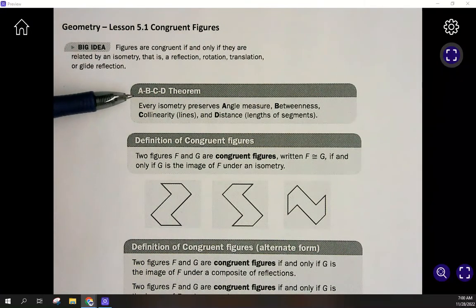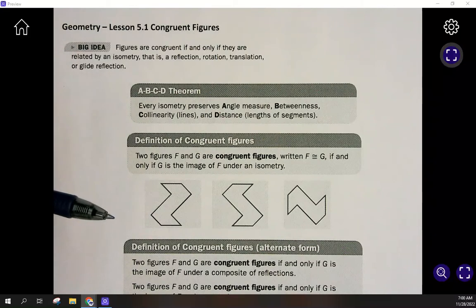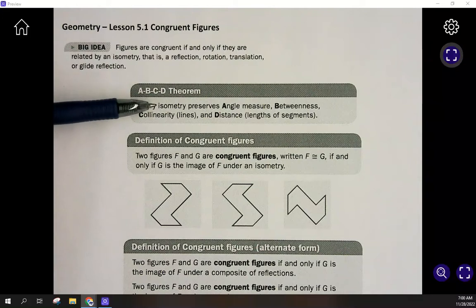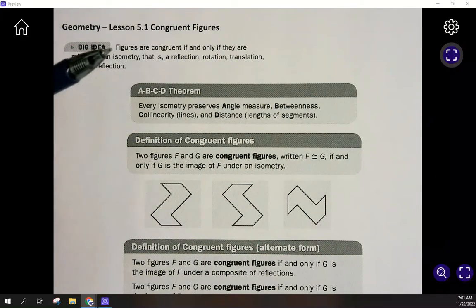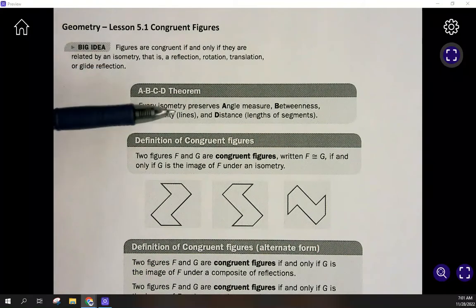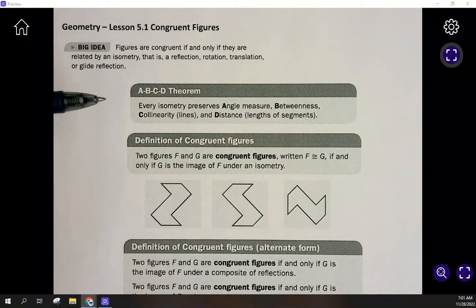And we also talked a lot about the ABCD theorem, which says that every isometry, so every combination of reflections, preserves four things: angle measure, betweenness, collinearity, and distance. We've covered that at length. And now we're going to talk about why isometries are all congruent.